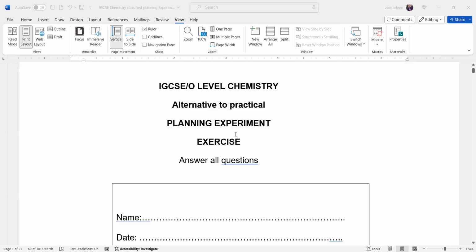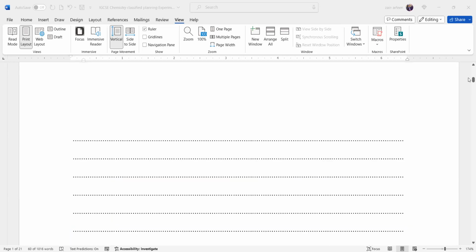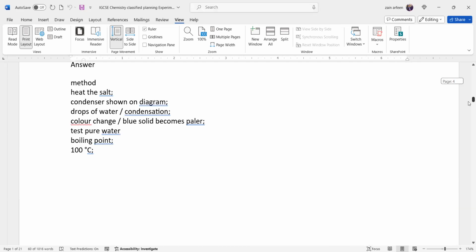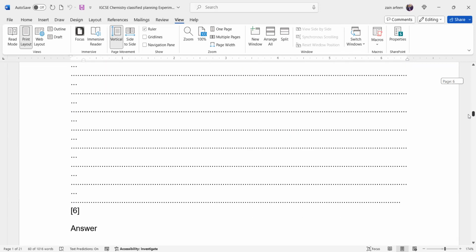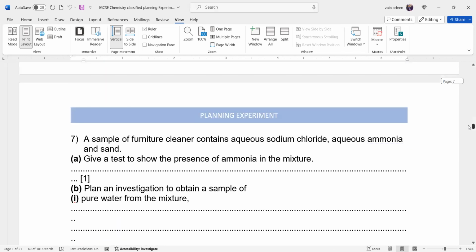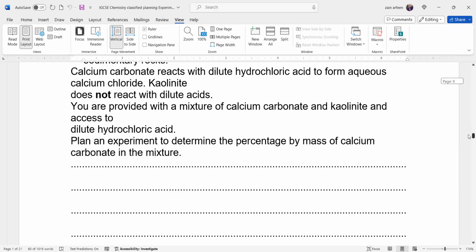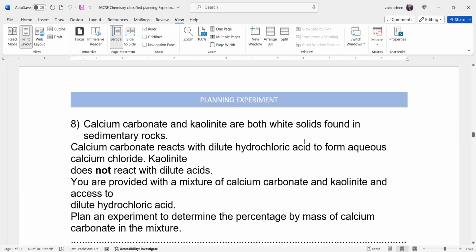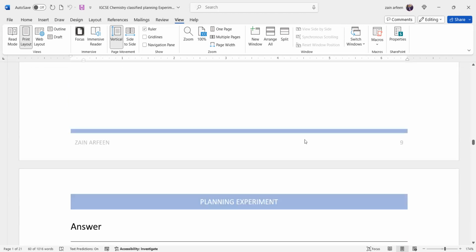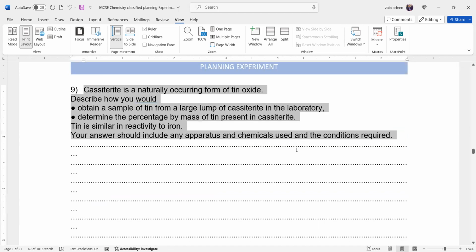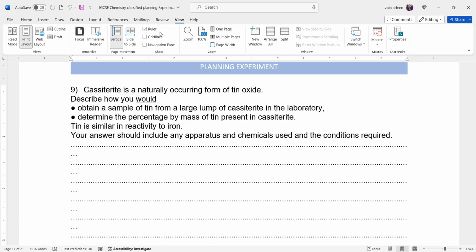So, planning experiment question. The last one we did was about finding the amount of calcium carbonate in the mixture. So this experiment we have to plan. We have cassiterite, which is a naturally occurring form of tin oxide. So we have tin oxide.